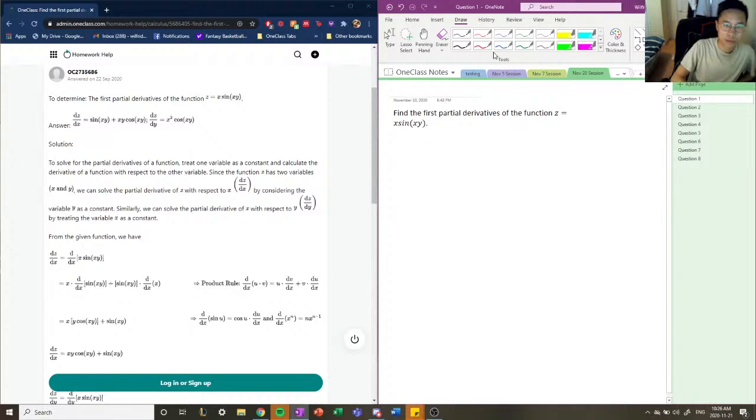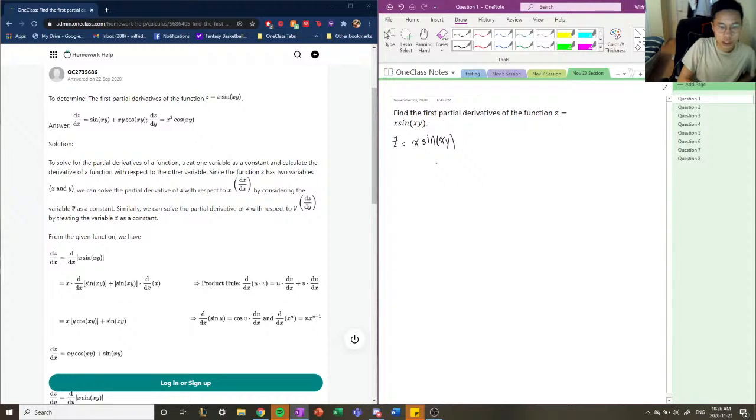Okay, so we have a function z, which equals x times sine of xy. You can see that our function z is a function of 2 variables instead of 1. So deriving in terms of 1 variable is what we call a partial derivative in this sense. We keep the other variable as a constant and we derive for the other variable. And what that does is tell us the rate of change of that variable when the other variable is constant.